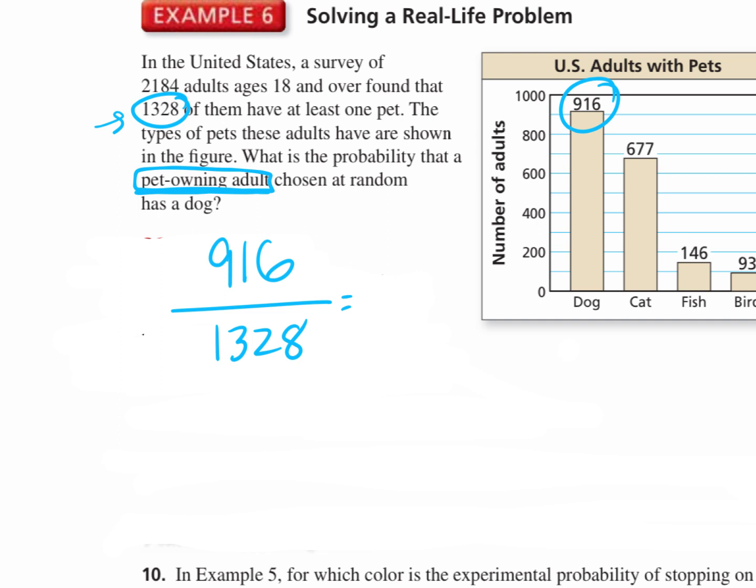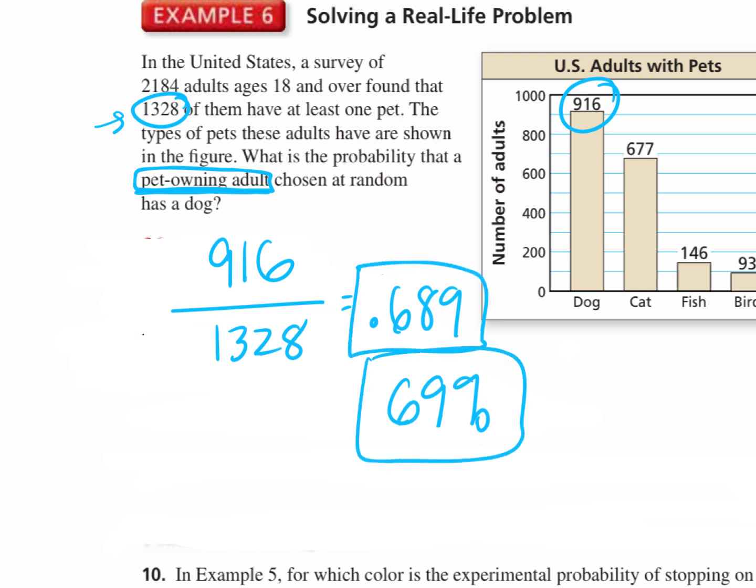So 916 divided by 1328 would be 0.689, or what as a percent? 69. We can just say 69%. So these two would be acceptable answers. Not the fraction, because it can be simplified. So I would say don't really stress about simplifying fractions, just throw it in the calculator. Give me the decimal. Just be careful what you're putting in the calculator.